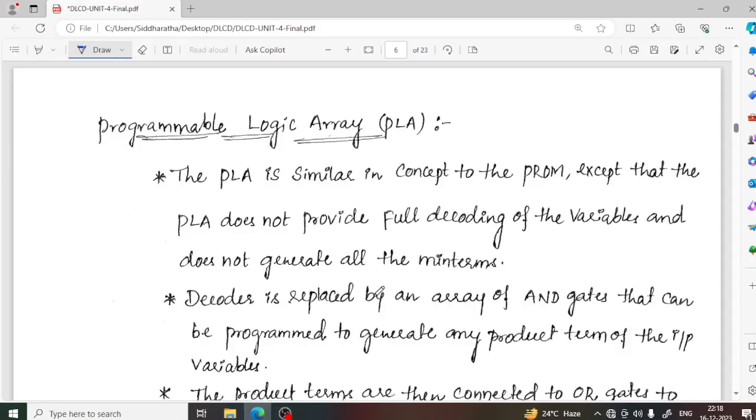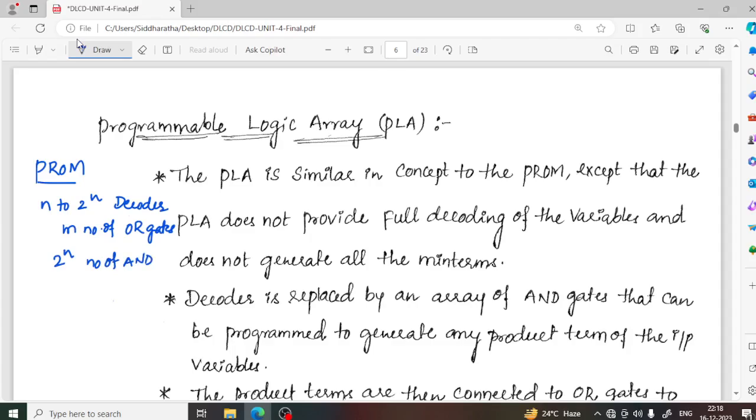In this video, we will discuss how the given switching function can be designed using a programmable logic array. In a previous video, we discussed PROM, where PROM consists of an n to 2 power n decoder and m number of OR gates, where the n to 2 power n decoder has 2 power n number of AND gates.